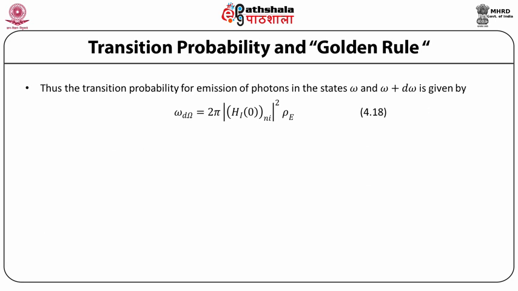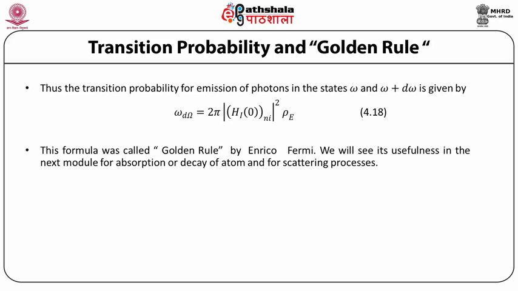Thus the transition probability for emission of photons in the states omega and omega plus d omega is given by omega_ni is equal to 2 pi |H_i matrix element between n and i| whole squared into rho(E). This equation 4.18 was called the golden rule by Enrico Fermi. We will see its usefulness in the next module for absorption or decay of atoms and for the scattering processes.